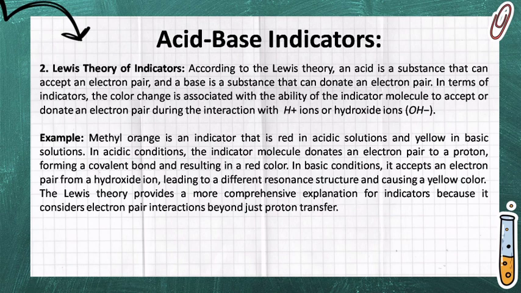Example: methyl orange is an indicator that is red in acidic solutions and yellow in basic solutions. In acidic conditions, the indicator molecule donates an electron pair to a proton, forming a covalent bond and resulting in a red color. In basic conditions, it accepts an electron pair from a hydroxide ion, leading to a different resonance structure and causing a yellow color. The Lewis theory provides a more comprehensive explanation for indicators because it considers electron pair interactions beyond just proton transfer.